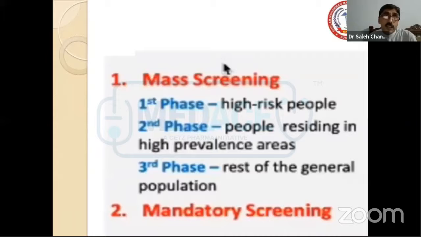Then a mandatory screening, like the special group. You have to screen anybody who is going for service, like a job in the army, a job in the police department, or admission to a medical college, or a patient going for delivery, like pregnant females going for a visit to the gynecologist. These are the special groups. Primary care physicians should know regarding this screening.